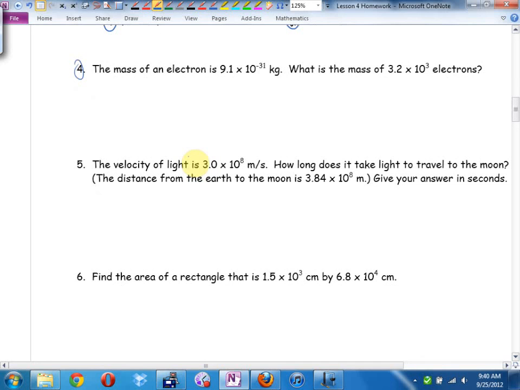Velocity of light is that many. So if the distance between the Earth and the Moon is that much there, how many seconds will it take light to travel? See if you can figure out number 5. If not, I'll help you with it.